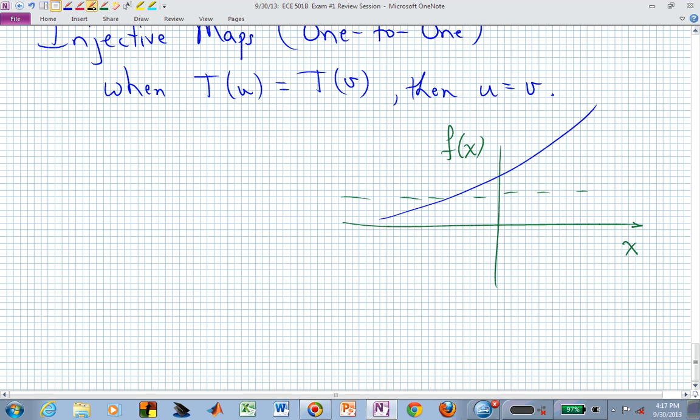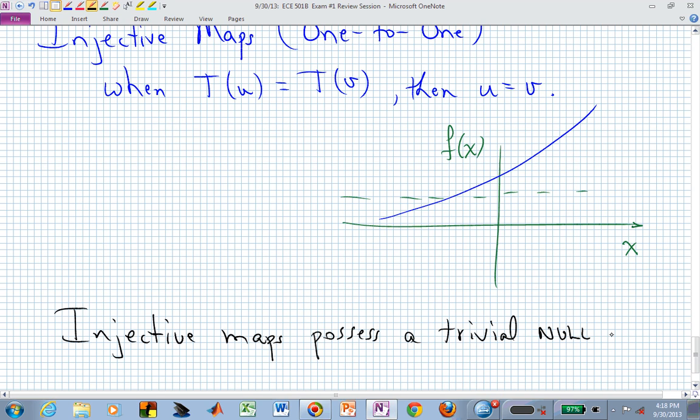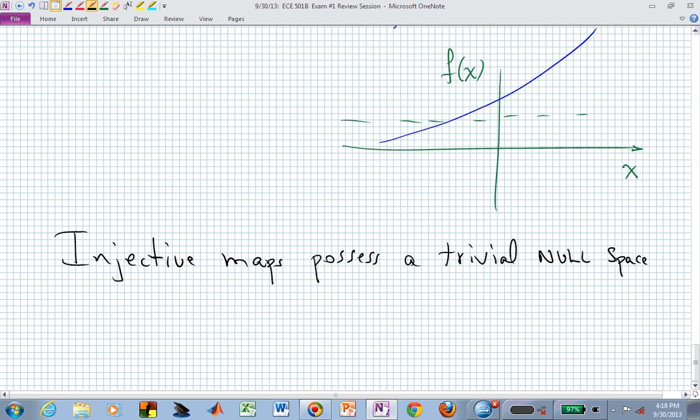The relationship between injective maps and null space are that if you do have an injective map or a one-to-one map, then these injective maps actually possess a trivial null space, or the only vector that maps into the zero vector is the zero vector in the input space.